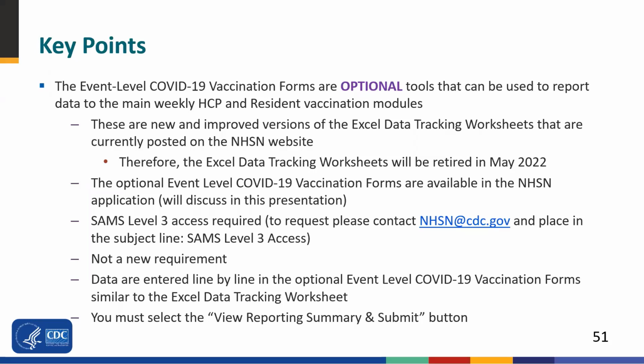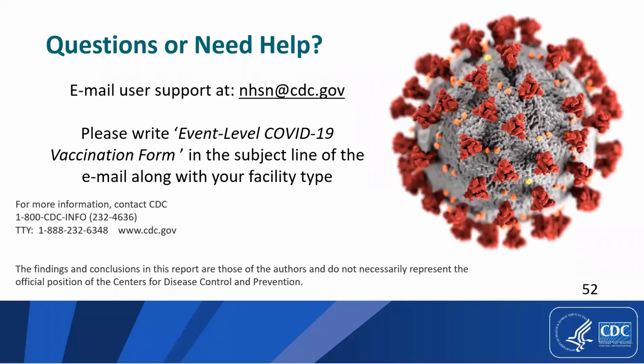Data are entered line by line in the optional event-level COVID-19 vaccination forms, similar to the Excel data tracking worksheet. And please remember, you must select the View Reporting Summary and Submit button each time a change is made. If you have any questions about the NHSN event-level vaccination forms, please send an email to user support at nhsn@cdc.gov. Please include in the subject line, event-level COVID-19 vaccination form. Please note the text that you enter into the subject line when you are emailing user support. It will assist in getting the ticket expedited to the appropriate group.